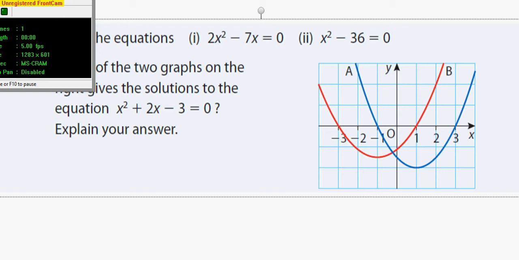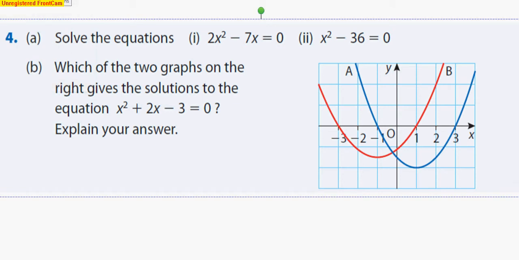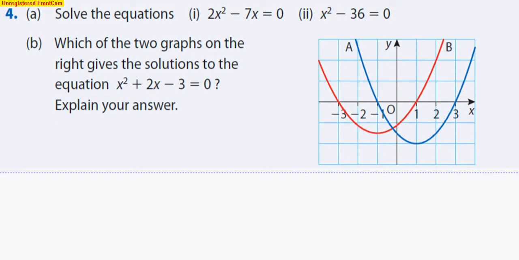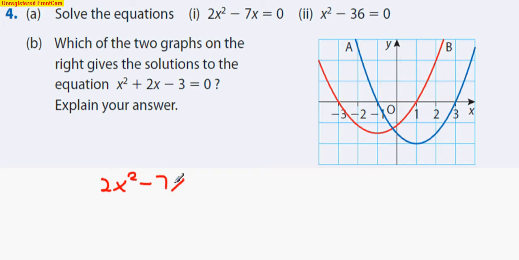Okay, so in this one we're doing 4a. Solve the equations 2x squared minus 7x. Now 2x squared minus 7x, you notice it doesn't have the third part in it. So all we got to do here is factorize. So we're going to take out what they have in common. And what they have in common is the x. So we're going to get x into 2x minus 7 equals 0.